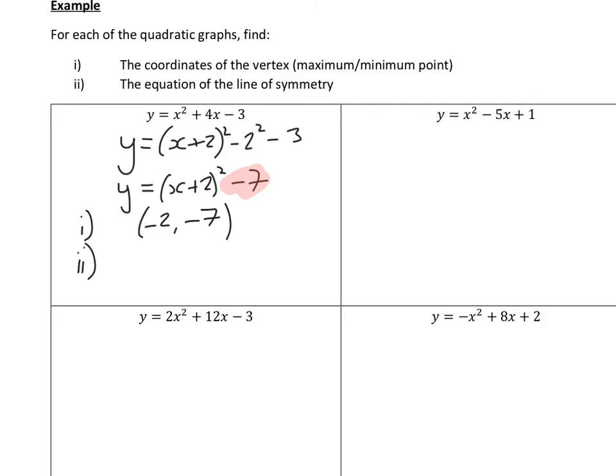And if I draw the line of symmetry on the graph, it's vertical and it goes through the minimum or maximum point. So that means it's vertical, so it's going to be x equals -2.